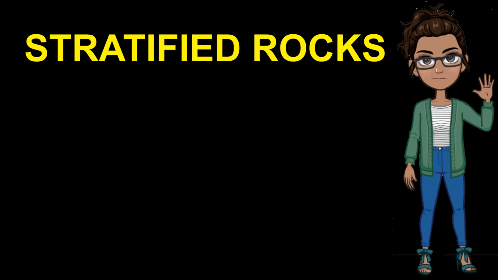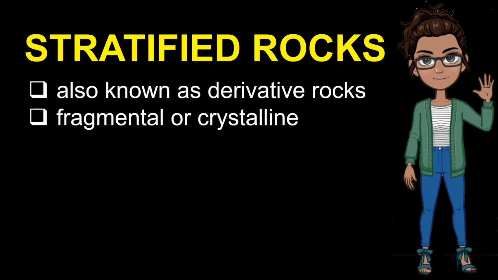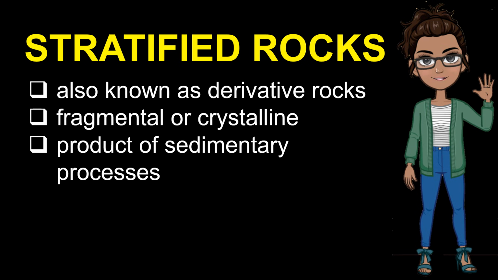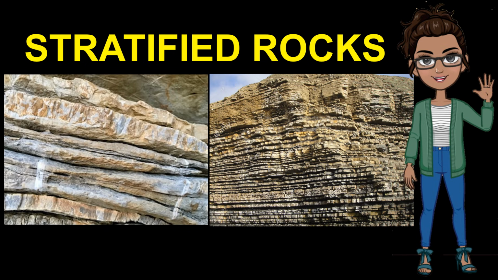Stratified rocks, also known as derivative rocks, may be fragmental or crystalline. These rocks are products of sedimentary processes. These are made of visible layers of sediments. The formation of rock layers depends on its stratigraphy and stratification. Stratified rocks look like this. They are made up of visible layers of sediments.